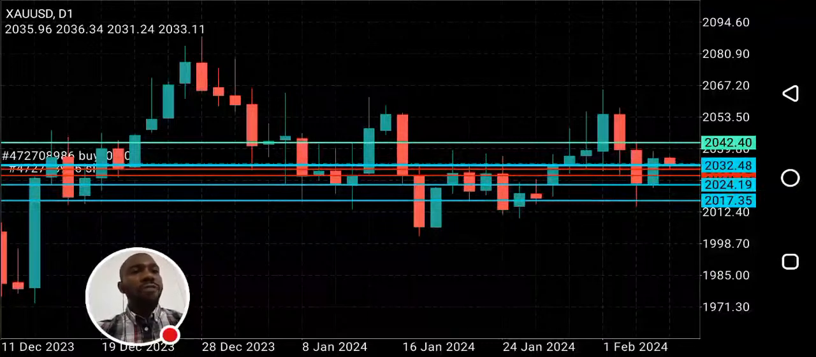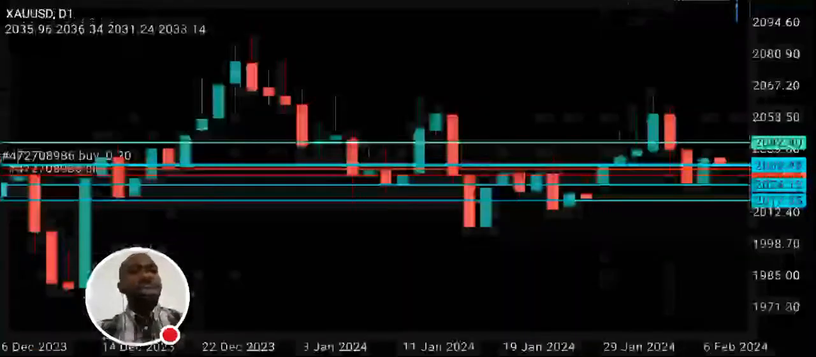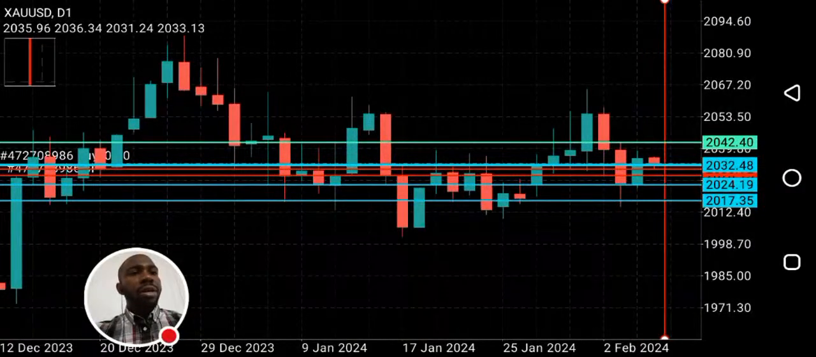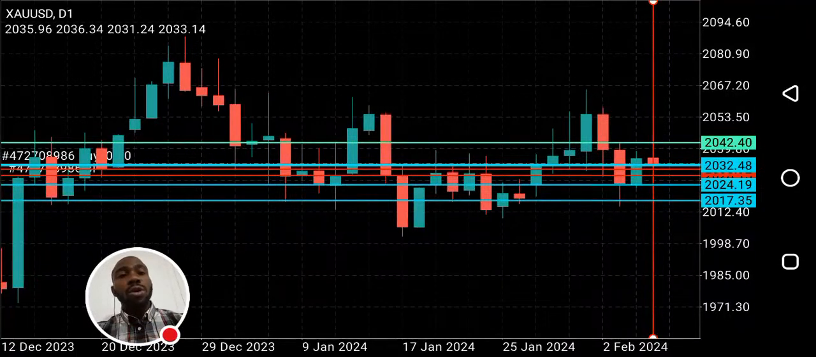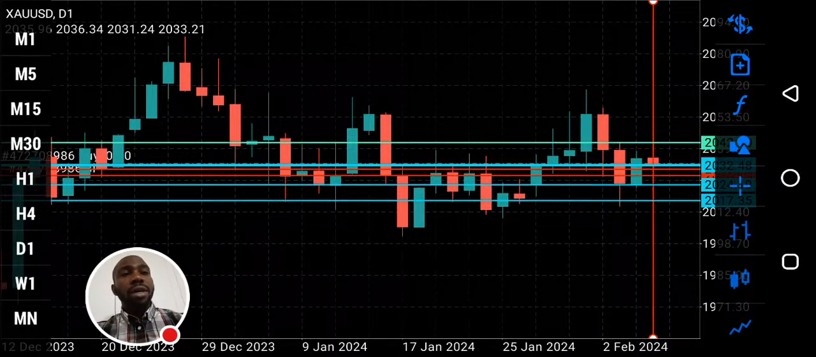So after the close of yesterday candle, let's go down to 4 hour. If we can find a bullish reversal pattern on 4 hour, that is a confirmation that we have buyers in the market and there's a high probability that price will go up. What do we have on 4 hour after the close of yesterday candle?